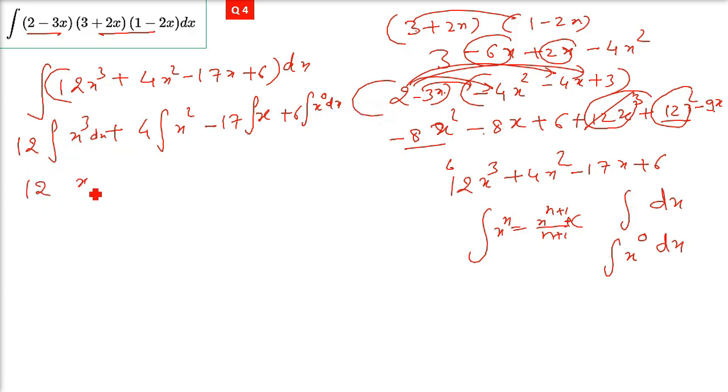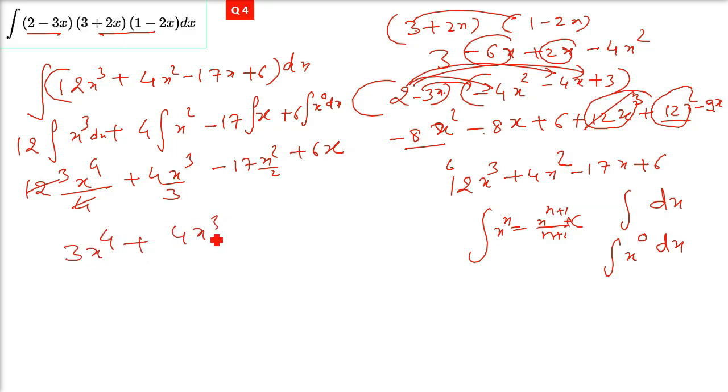So we get 12, x cube is x raised 4 by 4, this is x^3 by 3 minus 17, this will be x square by 2. Then we have 6, this is x to the power 0 plus 1, that is x. Always remember the integration of dx will always be x. So just one cancellation, other terms remain the same, that is minus 17 by 2 x square plus 6x, only 12 and 4 we have cancelled out.